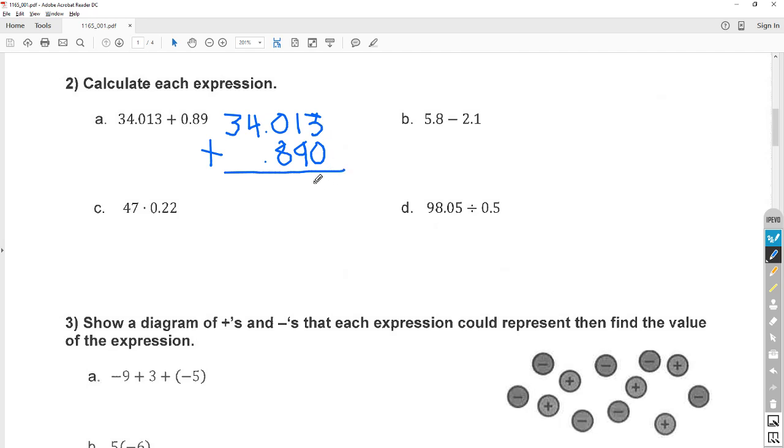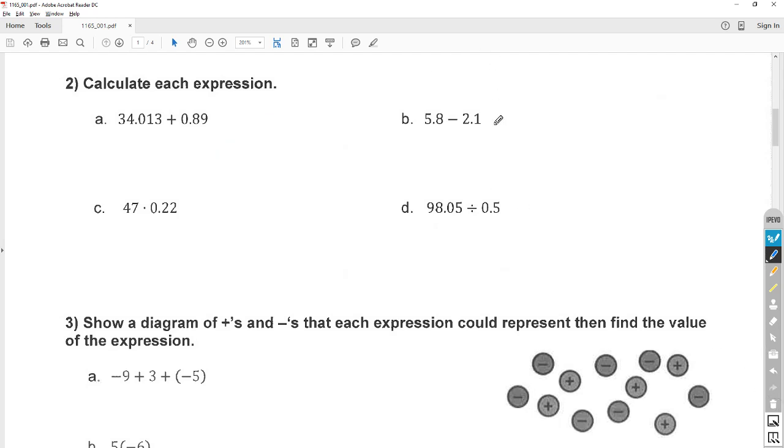So here on my right hand side I have 3, 9 plus 1 is 10, 8 plus 1 is 9, and the decimal goes in the same spot. And then I'm going to add the rest here. So 4 plus nothing or 0 is 4, 3 plus nothing or 0 is 3. So for A you have 34.903.